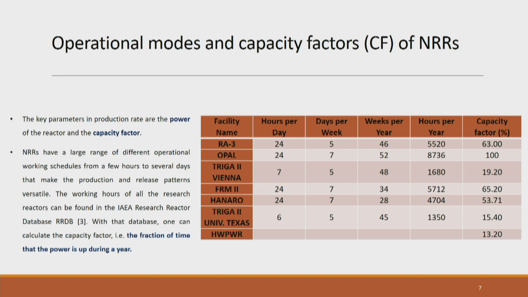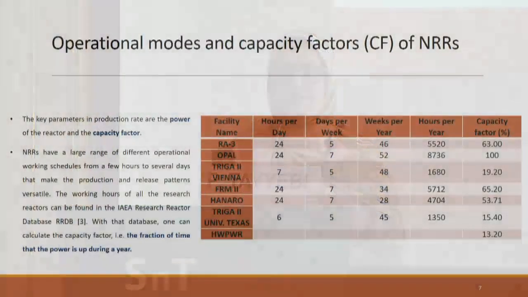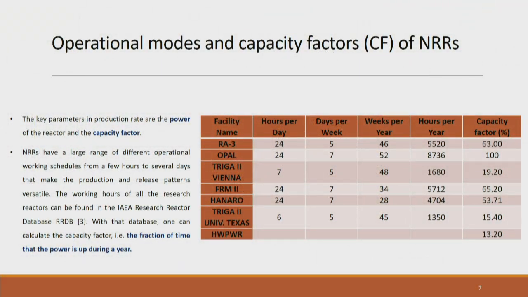Some research reactors, like Opal, work in a continuous mode, so the capacity factor here is 100%. But most reactors work in non-continuous mode, so the capacity factor for them is below 100%. For the reactors for which no data are available on their working hours, we use the median of the available data, which is 13.20.